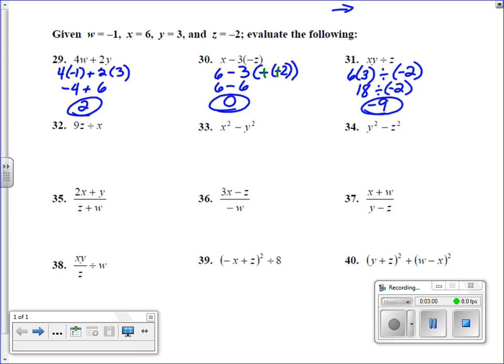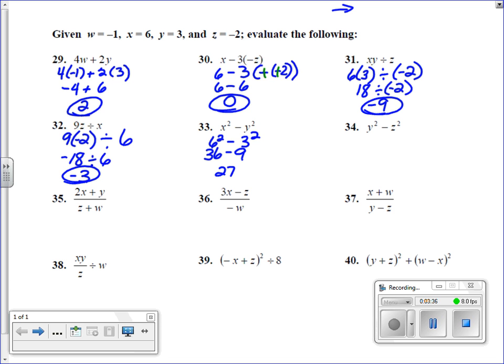Okay, for number 32, I have 9 times negative 2 divided by 6. 9 times negative 2 is negative 18. Divided by 6, I get negative 3. Here I have 6 squared minus 3 squared. 6 squared is 36, not 12. 3 squared is 9. So 36, take away 9, that's 27.